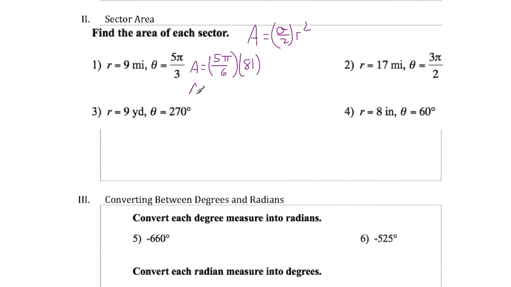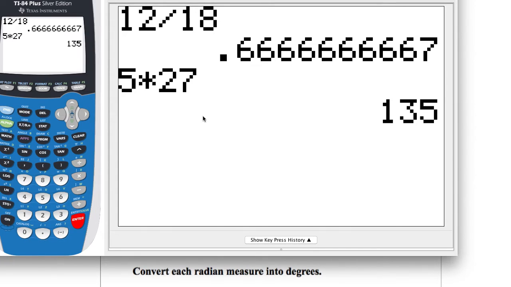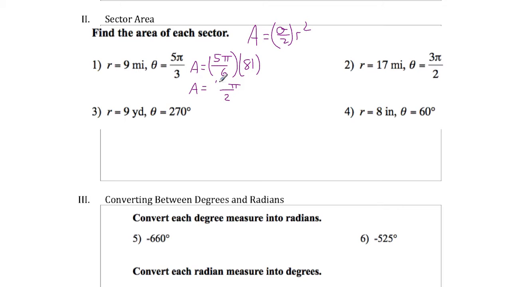81 and 6 have a common factor of 3. So the 6 reduces to a 2. Pi stays the same, and 81 divided by 3 is 27. So 27 times 5 is 135. Let me just double check that again because I am doing math on an empty stomach. 135. Cool. So we get 135 pi over 2. The radius is in miles, so the area is just going to be in miles squared. And that's my answer.